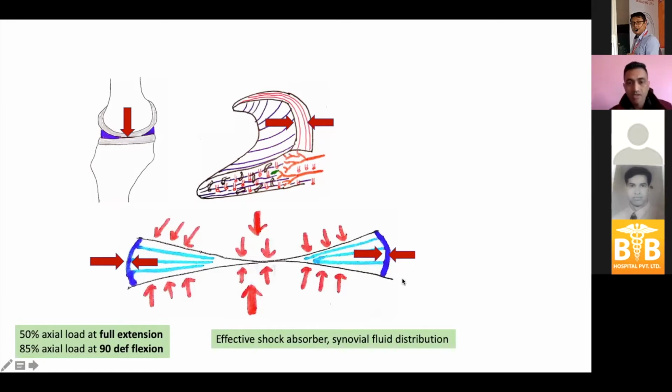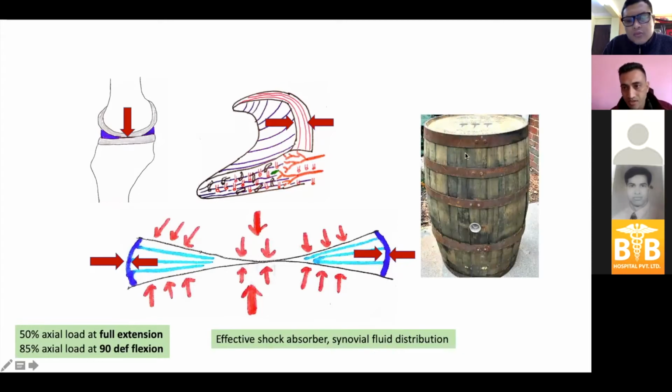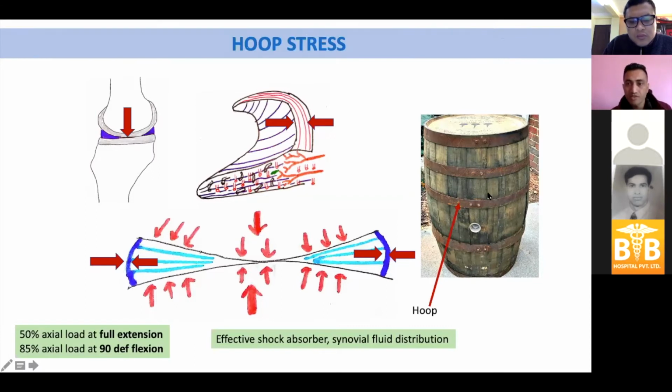Okay. And in order to prevent this is called hoop stress. This is a barrel, which has a hoop on the outside. If something is stored in the barrel, the bursting of the barrel is prevented by the hoop. These are the metallic hoops. So this has its name from this structure, and this is called hoop stress. This is prevented by the circumferential fibers.